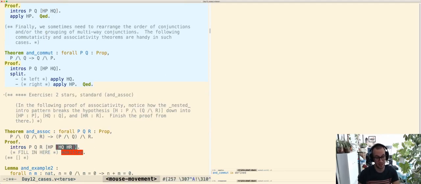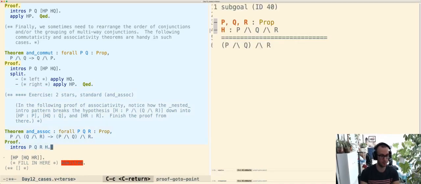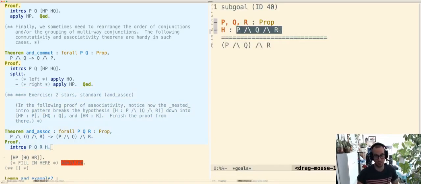I wanted to highlight this nesting, right? Because what's really going on here, let's take a look, is H is this thing. So Coq's going to print it nicely because by default, conjunction is going to be right associative.